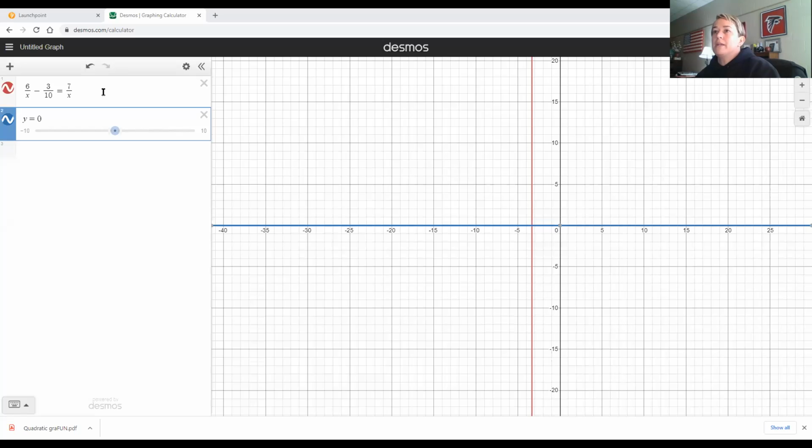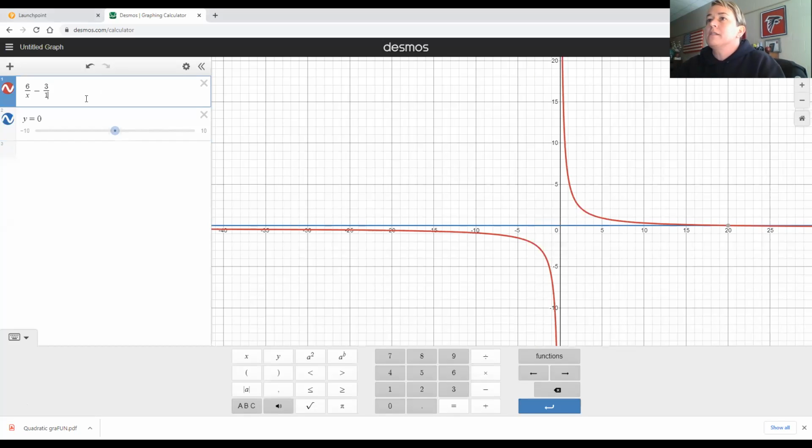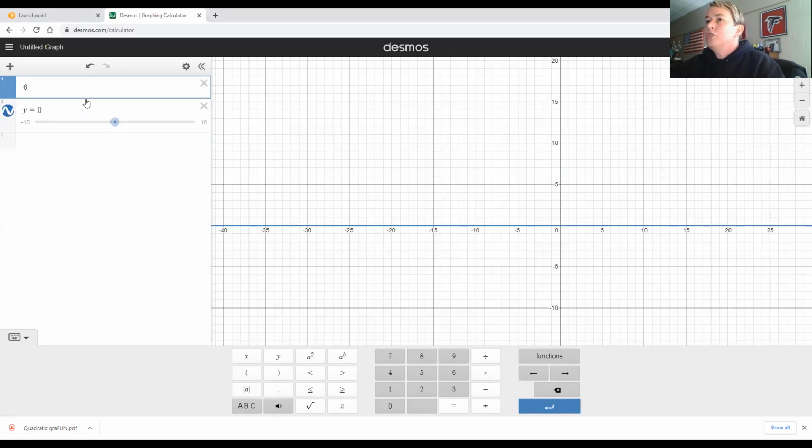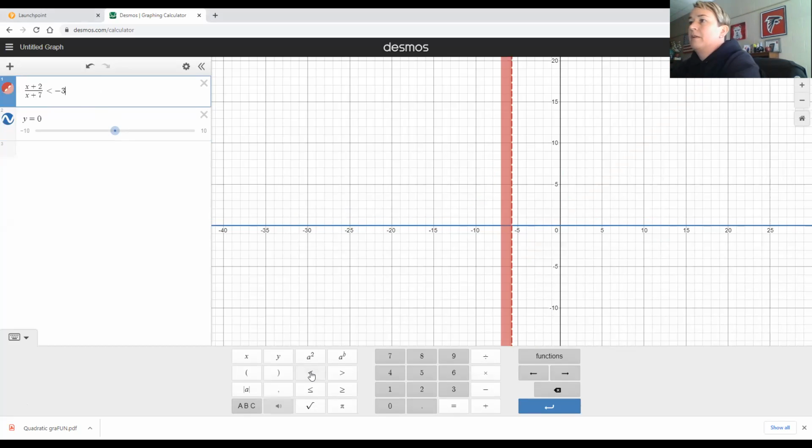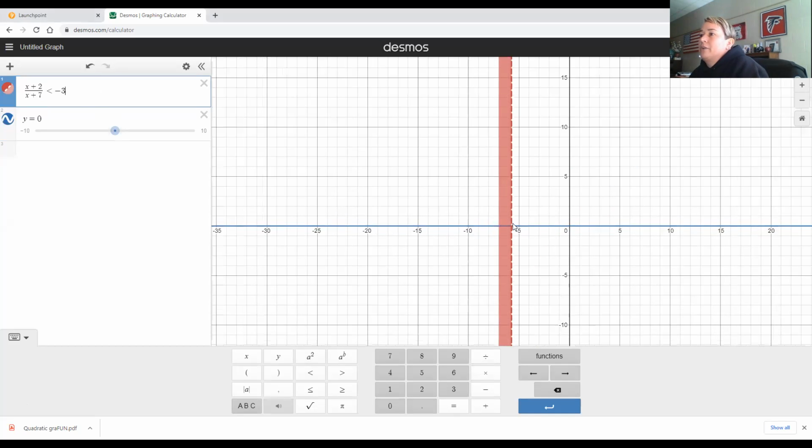So I'm just going to go up here, and I'm going to change this to x plus 2. I'm going to go ahead and hit the divide so it's over there. And then this is x plus 7 in the denominator, and it's x plus 2 in the numerator. And then I'm going to go ahead and use the less than negative 3. And look there, I've got my nice little shaded area right here.